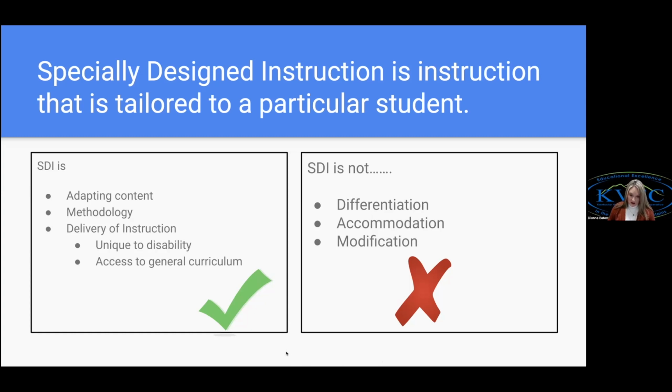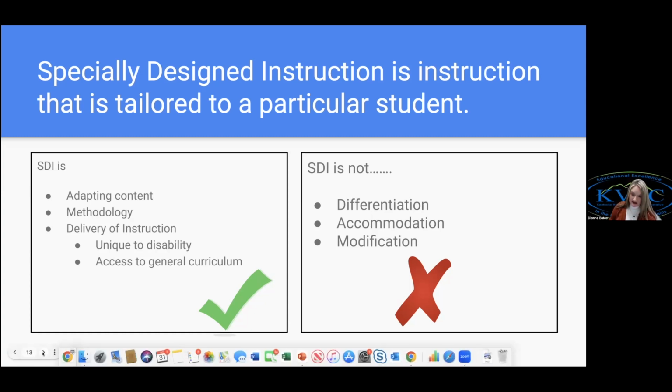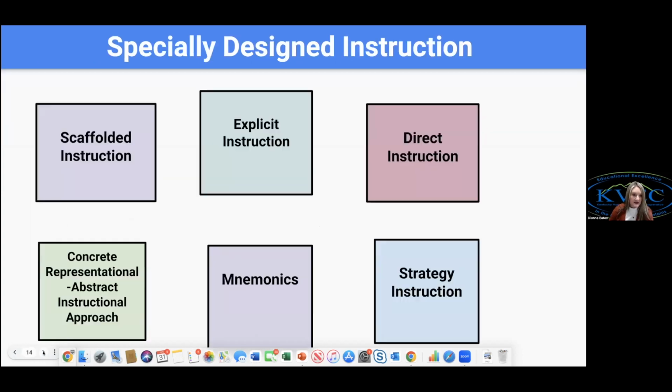So I'm going to move to the next slide and we're going to talk a little bit about this. Before we do, understanding the difference between specially designed instruction, differentiation, accommodation, and modification is a real barrier for our teachers. We want to continue to support their learning on that because they do get confused. It's easy to make those errors when you don't have a good understanding or you've not had a lot of coursework or opportunities for learning, particularly in the methodology of teaching. That's something we can help teachers with.